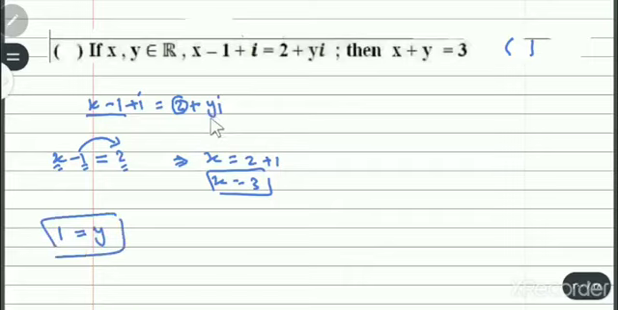But here he wants us to find x + y, so easy. I know that x here is 3 and y here is 1, so 3 + 1 equals 4. So the result here must be false. Easy, huh? The next question.